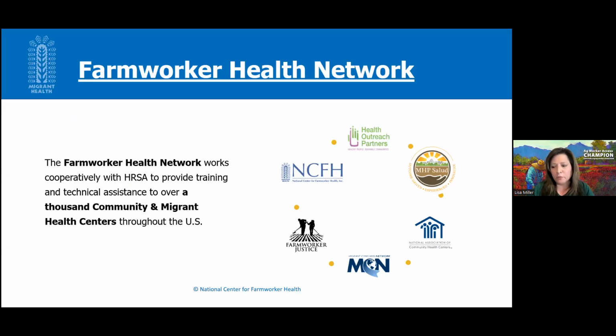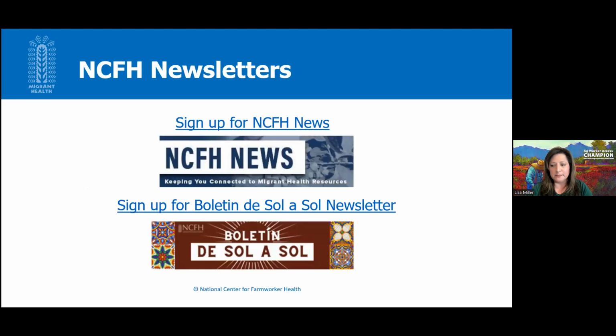The Farmworker Health Network works cooperatively with HRSA to provide training and technical assistance to over 1,000 community and migrant health centers throughout the U.S. The following training and technical assistance partners, or NTAPs, form the FHN, along with NCFH, and offer training and resources to health centers that serve the ag worker population. And they include Health Outreach Partners, MHP Salud, the National Association of Community Health Centers, MCN, Migrant Clinicians Network, Farmworker Justice, and NCFH. And we'll link in the chat as well to our page for more information on that. And we'll go on to the next slide, please.